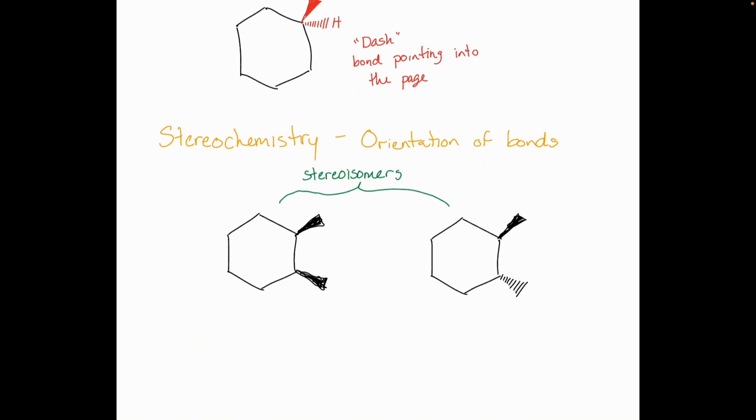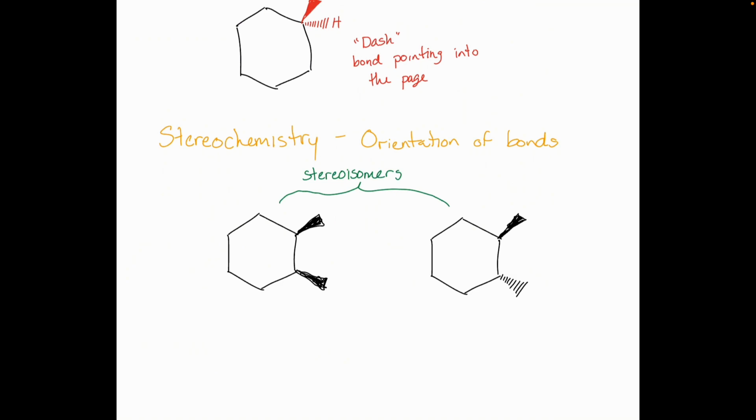Notice that they're not constitutional isomers like we learned about before, because the connectivity of atoms is all the same. You have those methyl groups located 2 carbons apart on a cyclohexane ring, so the connectivity is the exact same for either of them. The only difference is the orientation of those bonds. In one, they're both pointed in the same direction. In the other, those methyl groups are pointed in opposite directions. So again, we would call this a pair of stereoisomers.